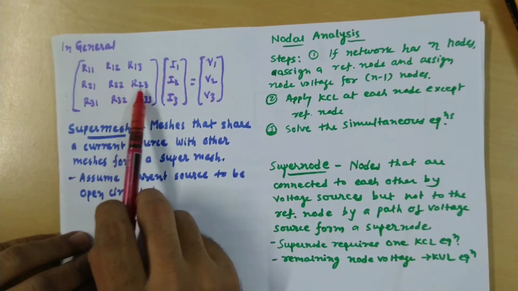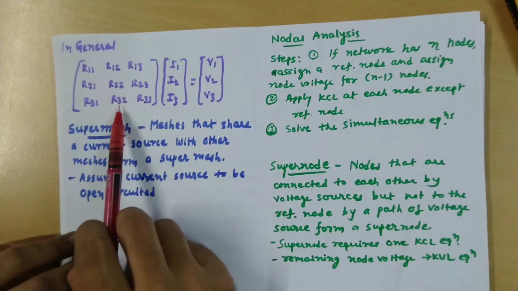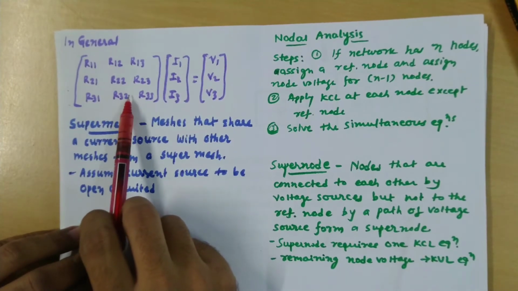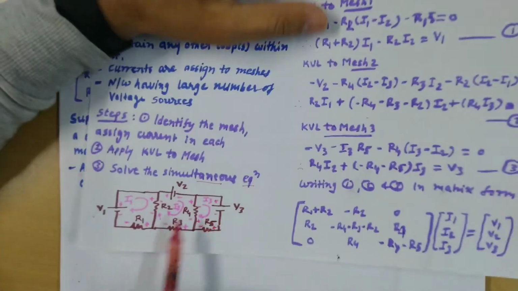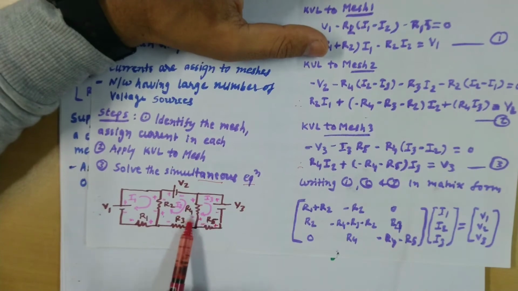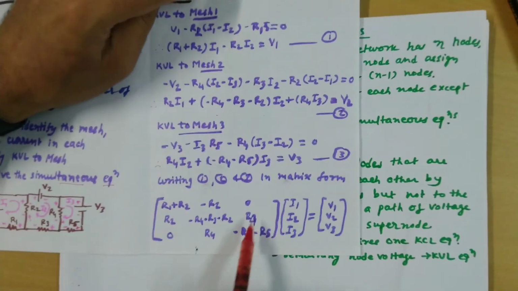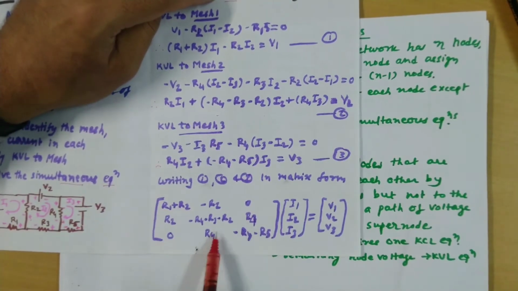Here R23 and R32 indicate the value of resistors which are common to mesh 2 and 3. So if you see mesh 2 and 3, the common resistor is R4, so we have value R4 at that place.